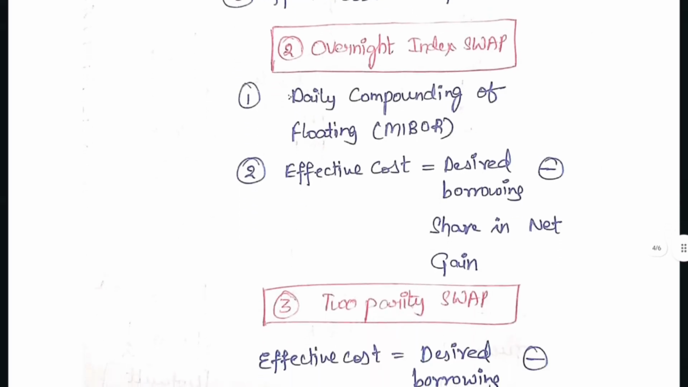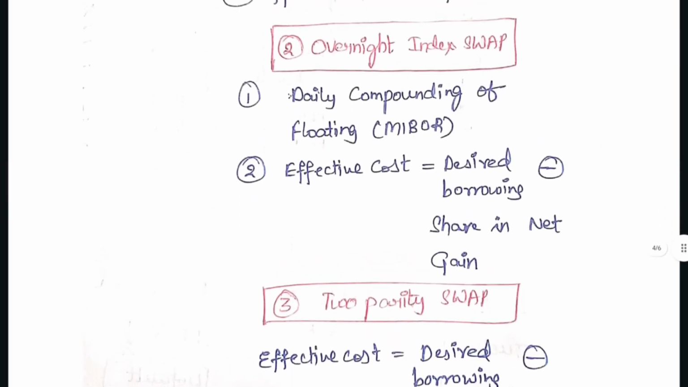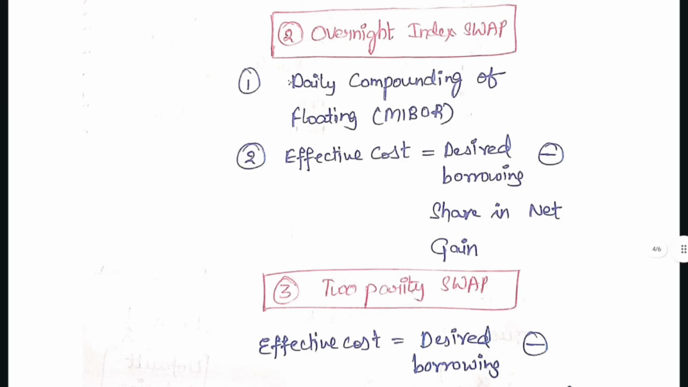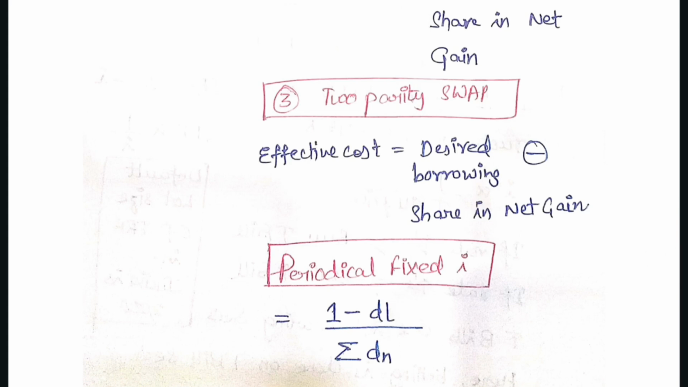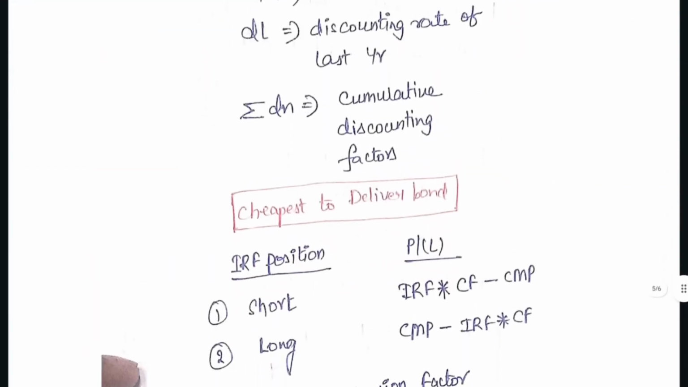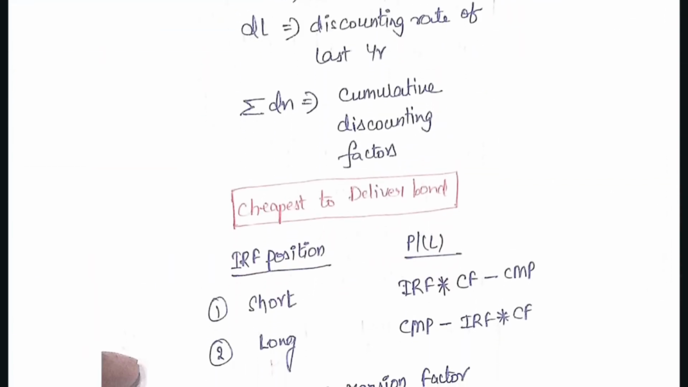Next, overnight index swap. In case of overnight index swap, for the floating rate, that is MIBOR, daily compounding will be done. Effective cost equals desired borrowings minus share in net gain. Next, in case of two-party swap, effective cost equals desired borrowing minus share in net gain. Periodical fixed interest: how to calculate? 1 minus DL divided by summation of DN, where DL is the discounting factor of the last year, and summation of DN is the cumulative discounting factors.